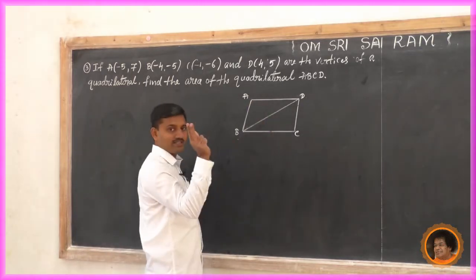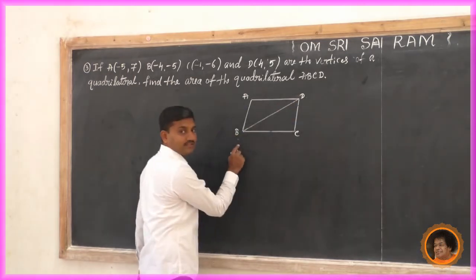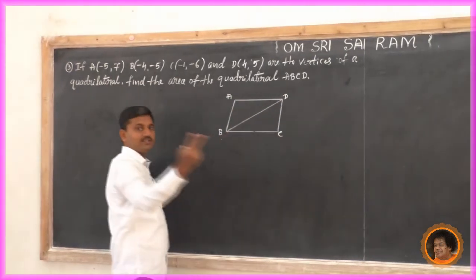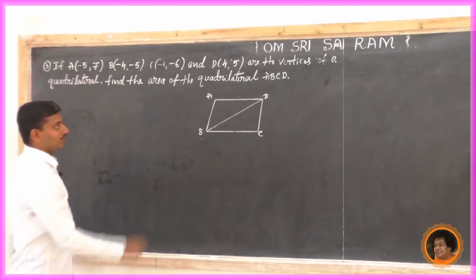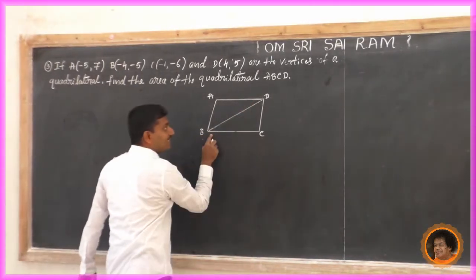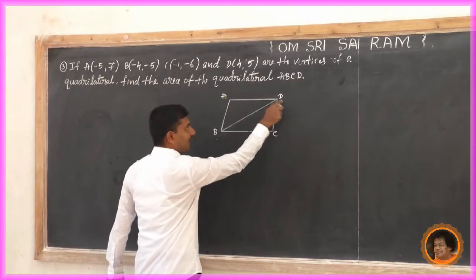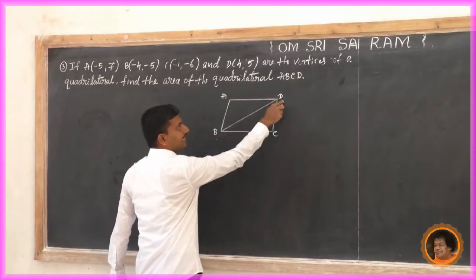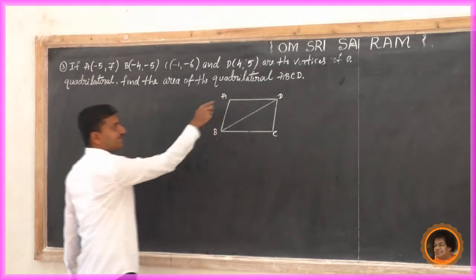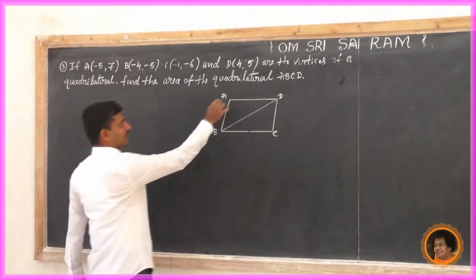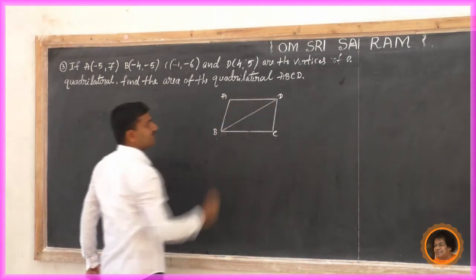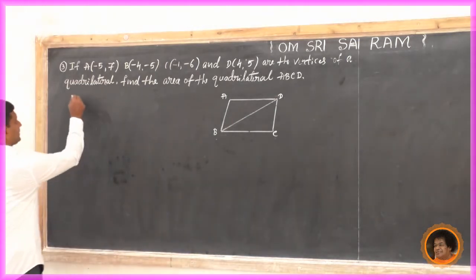So there are 2 possibilities. By joining B and D or by joining A and C, we get the 2 triangles. So here by joining B and D, the triangle ABD and triangle BCD. So now find the area of the first triangle, the first triangle ABD.